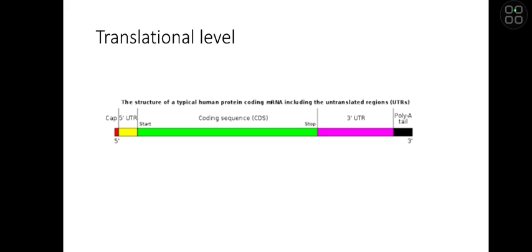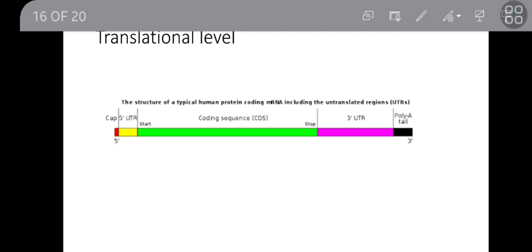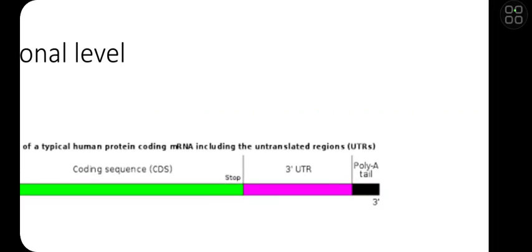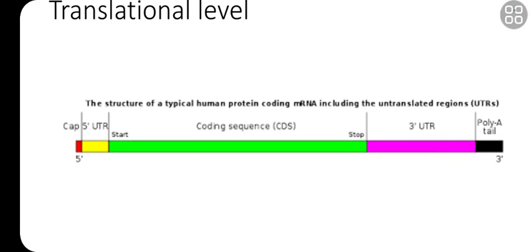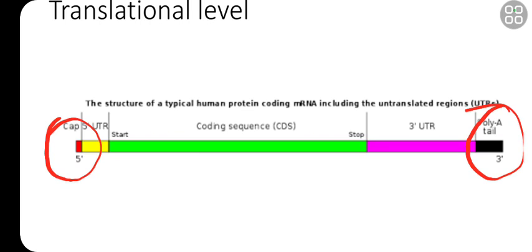Next, we come to translational level control. This is the structure of a eukaryotic mRNA, where at the 5' end we have the 5-methyl guanosine cap, and at the 3' end we have the poly-A tail. After the 5' end we can see a short region known as the UTR, or untranslated region, called the 5' untranslated region.